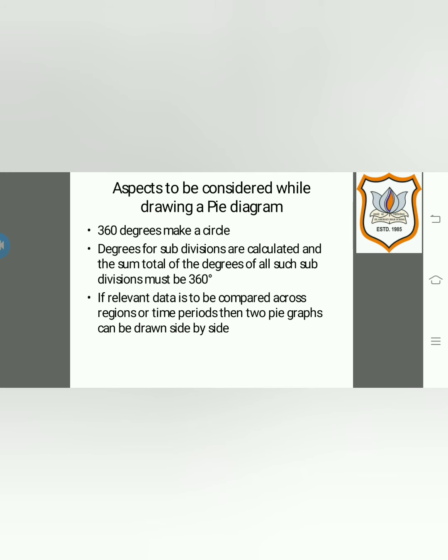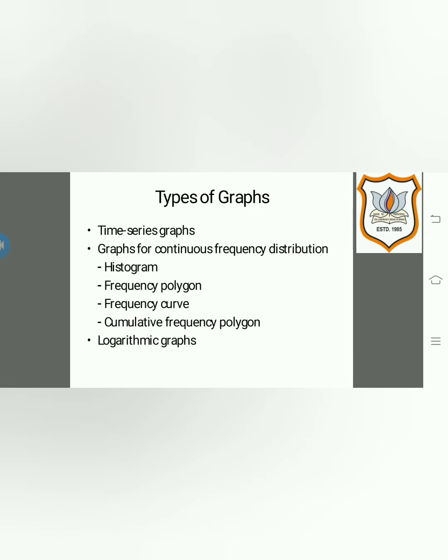When relevant data is to be compared across regions or time periods, that means when two data sets are to be compared, then for both kinds of data, two different pie graphs are to be drawn side by side. The data with a smaller total value will have a circle with a small dimension, and the data with larger value will have a circle with bigger dimension.